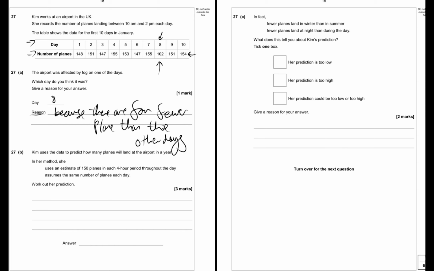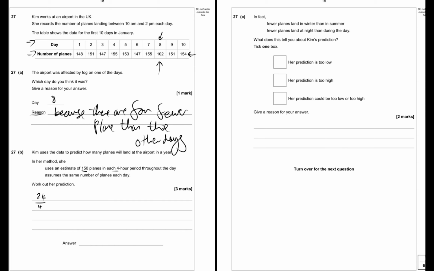Okay, 27b. Kim uses the data to predict how many planes will land at the airport in a year. In her method, she uses an estimate of 150 planes in each 4-hour period during the day and assumes the same number of planes in each day. Okay, so there's 150 planes in each 4-hour period. So how many hours in a day? So there's 24 hours in a day and each 4-hour period.